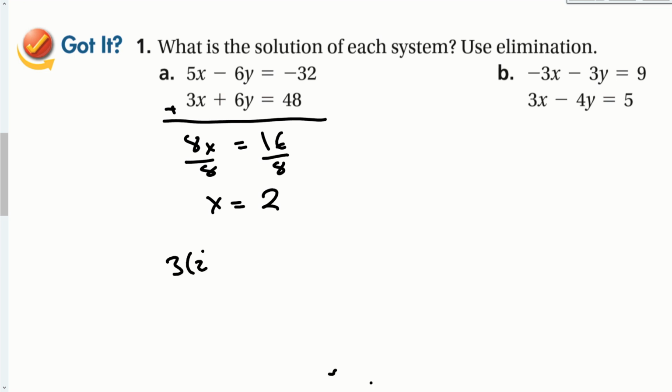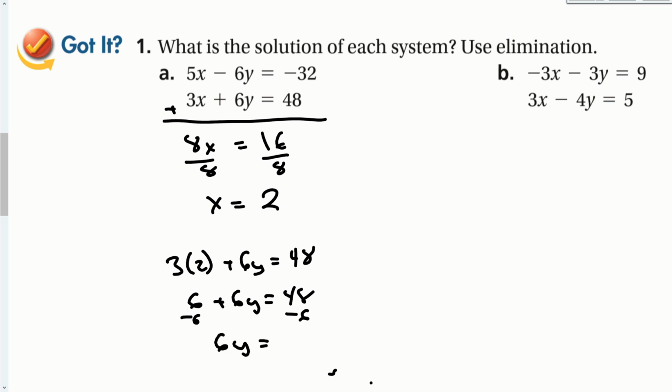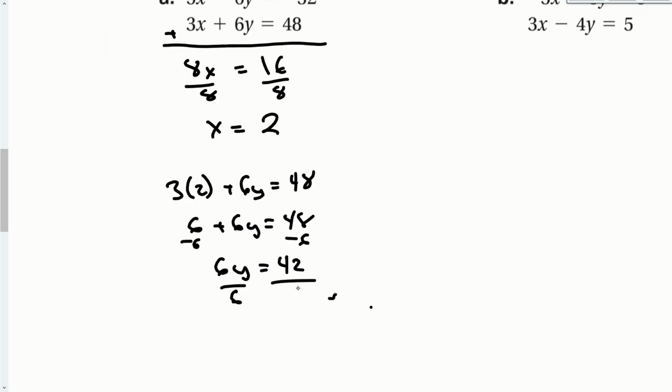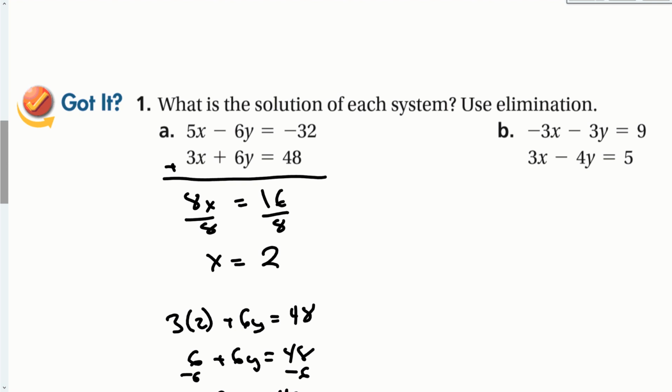So 3 times 2, which is x, plus 6y is equal to 48. So 6 plus 6y is 48. Subtract the 6 from both sides. Gives me 42. Divide by 6 to give me that y is equal to 7. And my solution then is 2 comma 7.